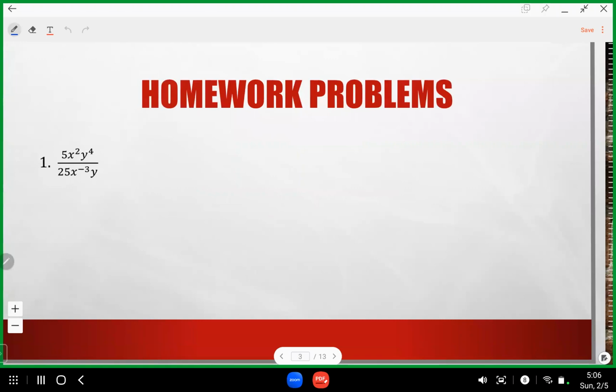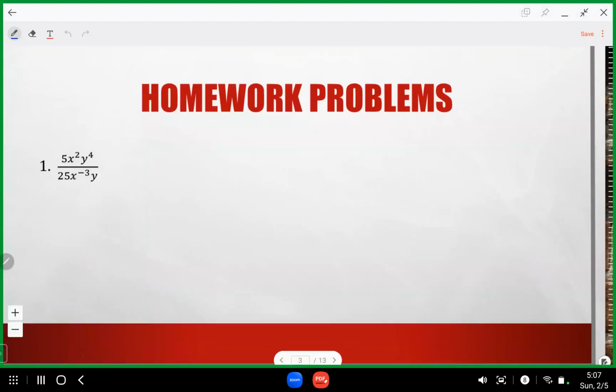Okay, so let's start with this as our first homework question. Post your answers for the homework in the chat, and let's go over this question. I'll give you a couple moments to post your answers in the chat.